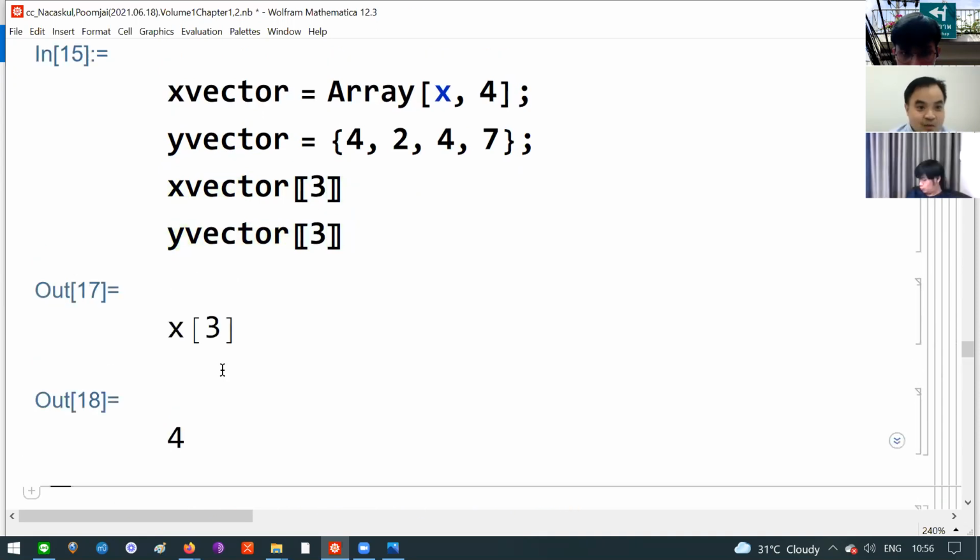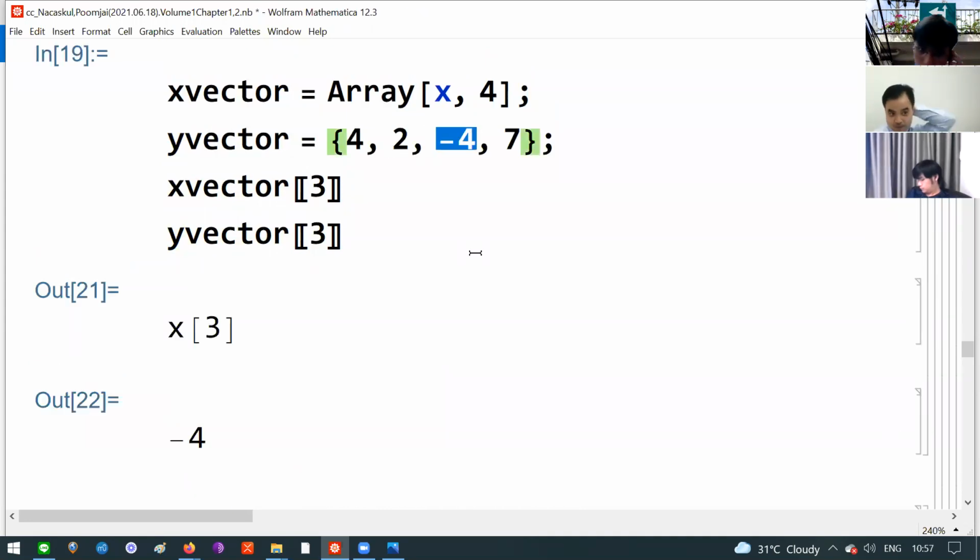Okay. The third one is 4. Yeah, the third one happens to be -4. Right. So this is how you refer to each element of a vector.